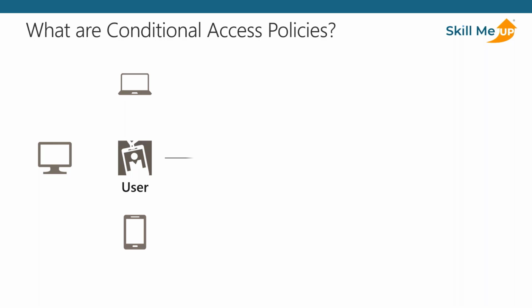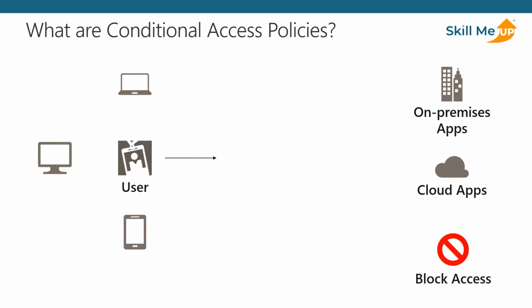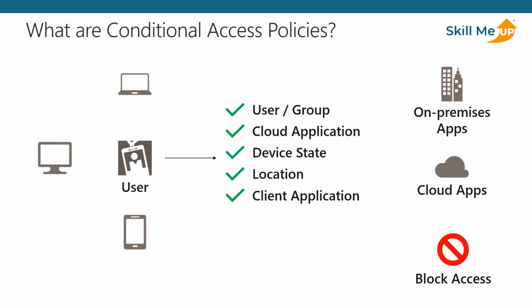So for example, let's say we have some devices, we have a user, we have our on-premises apps, and then we have cloud apps, and then we also have a block access component too. So in this instance, it's going to be validating, is the user a member of a specific group? Is the cloud application available? What's the device state? Also the location, the client application, and then of course the sign-in risk. Based on these properties, it will then either grant access to the on-premises app, the cloud apps, or block access.